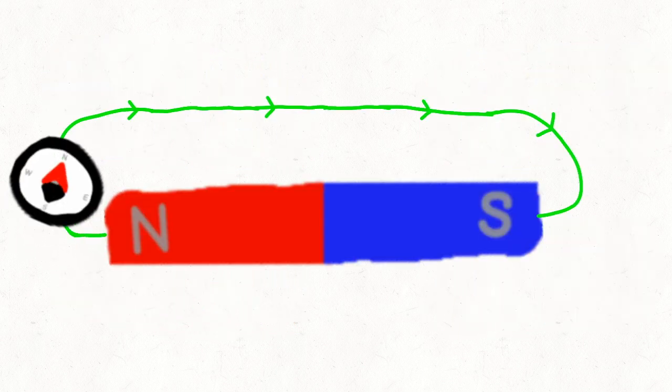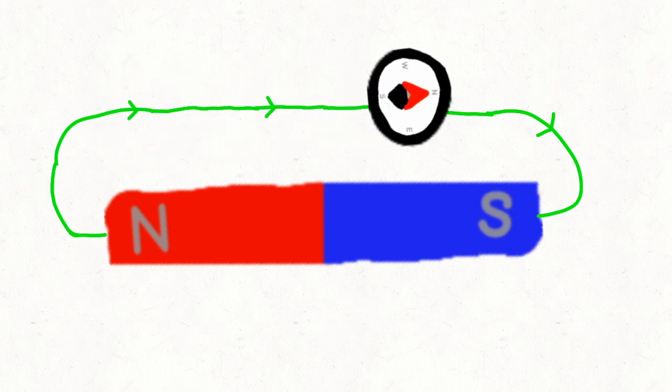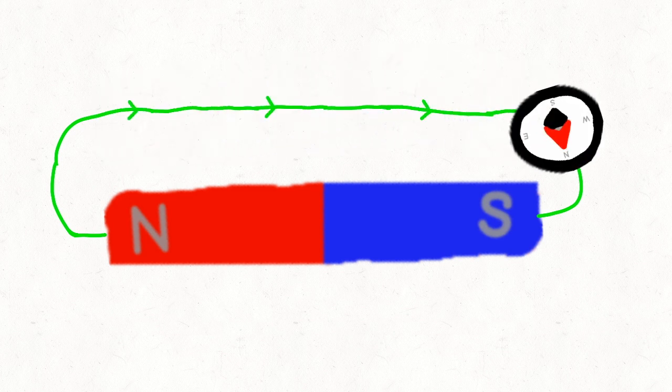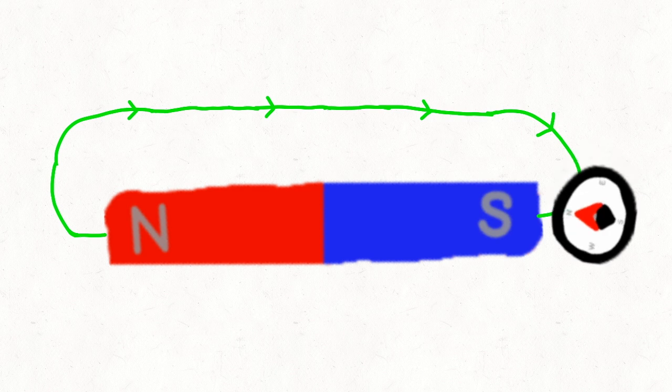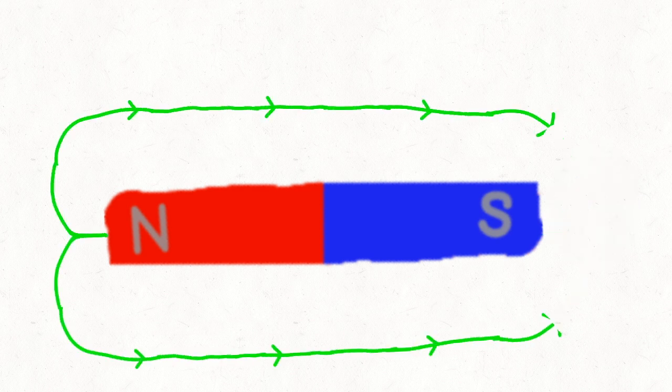When a compass is pointed at a magnet, it will follow the direction of the magnetic field of the magnet. This field will go out of the North Pole and into the South Pole. Now, let's go more into depth into this magnetic field. Field lines always come out of the north end and go into the south end.